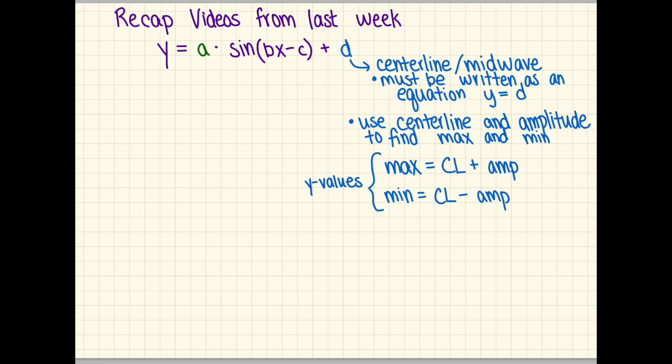The number added or subtracted after the sine function is known as either our center line or our midwave. This must be written as an equation y equals d because we're talking about a horizontal line. Now we use the center line and the amplitude to find the max and min for our y values. The maximum y value is going to be our center line plus our amplitude. The minimum y value is always going to be our center line minus my amplitude. This will help me figure out how to label my y-axis.